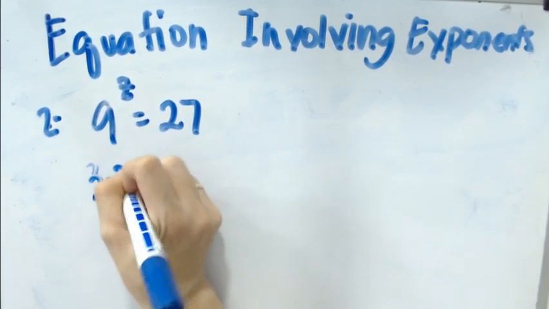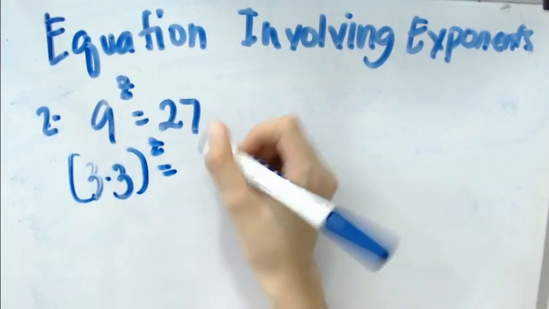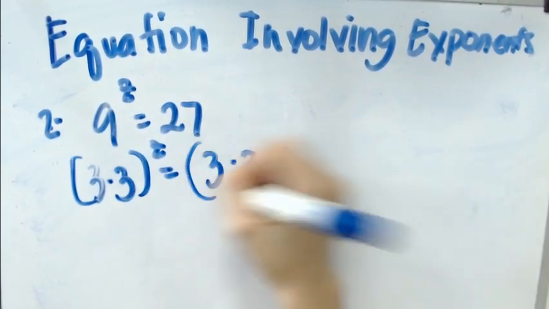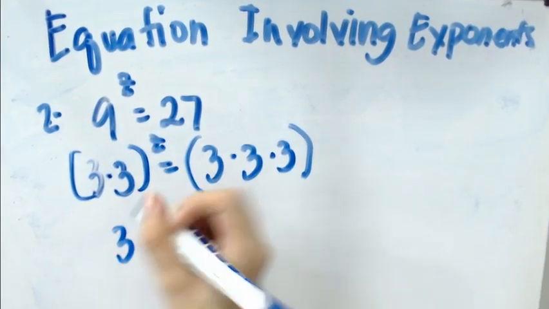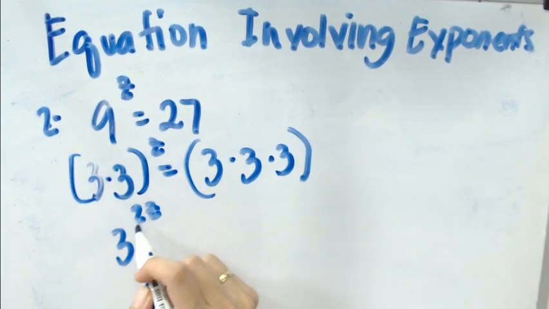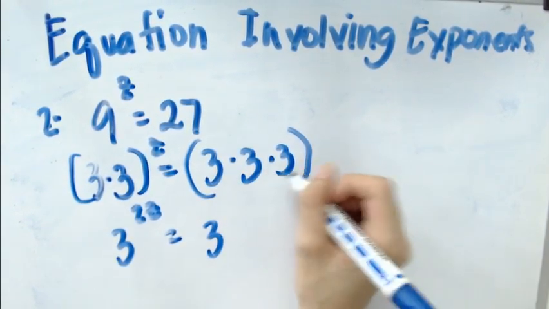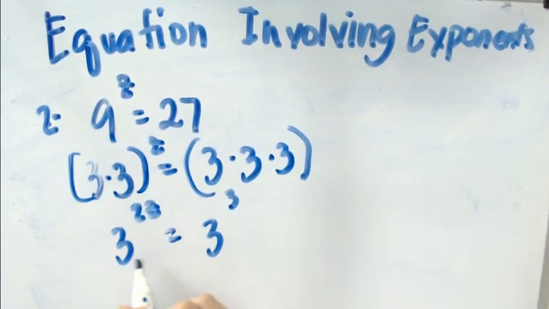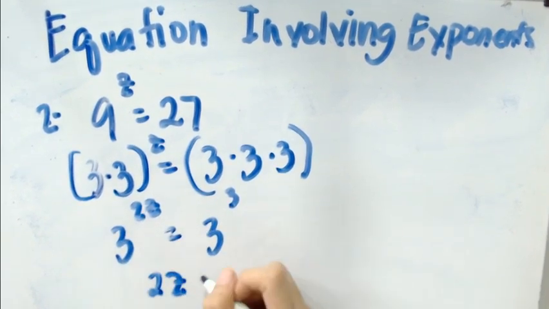We have here 3 times 3 raised to z is equal to 3 times 3, 3 times 3 is 9, times 3 is 27. And then we rewrite this one as 3 raised to 2z. Why 2z? Because we have two 3's here multiplied to itself. And then we rewrite this one as 3 raised to, how many 3's do we have? 3. So afterwards, we are now dealing with the same base. We rewrite the exponents. 2z is equal to 3.